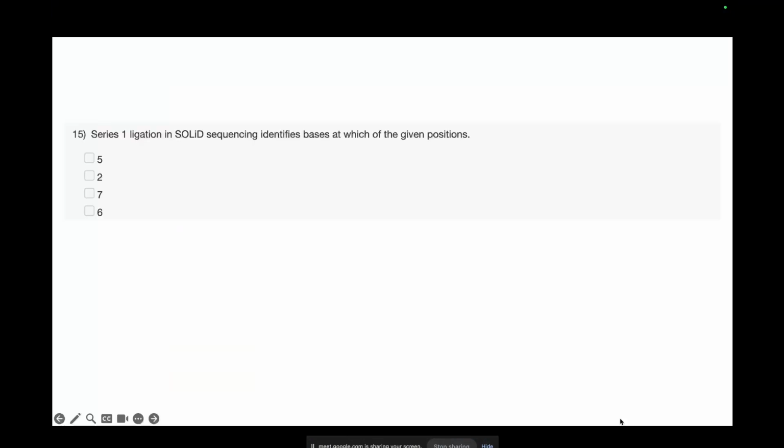No, actually, it identifies in 2, 7, and 6, all three, except for 5. Go for 2, then 4, then 6, then 7. In series 1 ligation. Yeah.